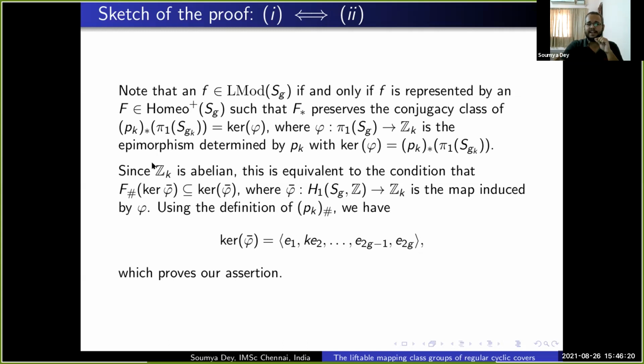Now, since Z_k is abelian, this is equivalent to the condition that F hash, the map at the level of homology, preserves the kernel at the level of homology. So F hash of ker phi bar is a subset of ker phi bar, where phi bar is this induced map. And then you use the definition of p_k hash at the level of homology to get that phi has this form. And then at the level of matrices, you just have some computations and you get the form that we have reduced.